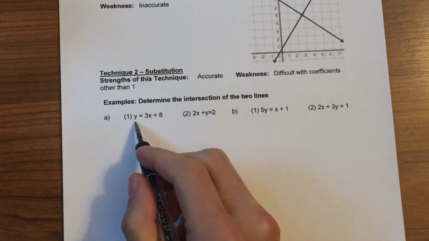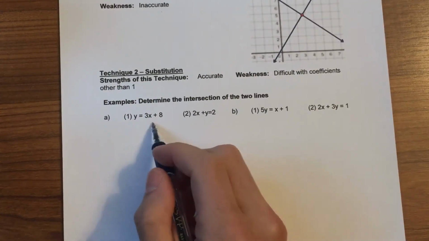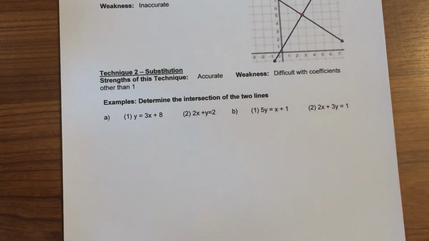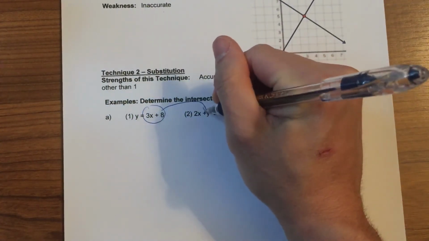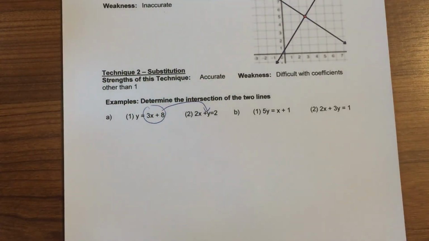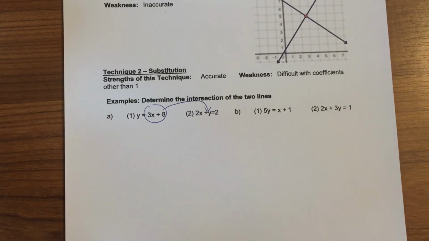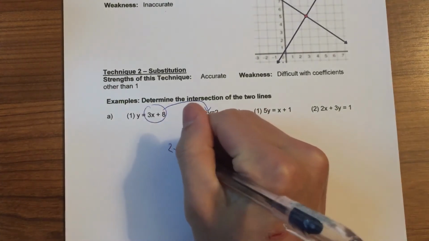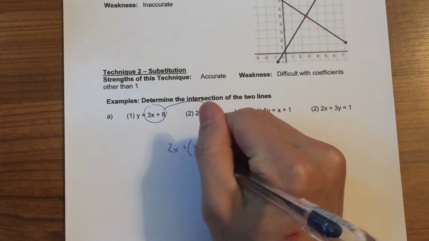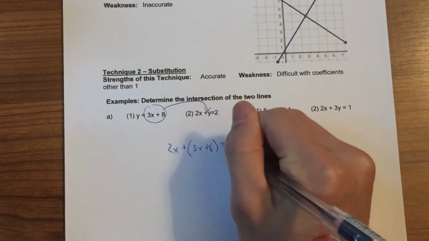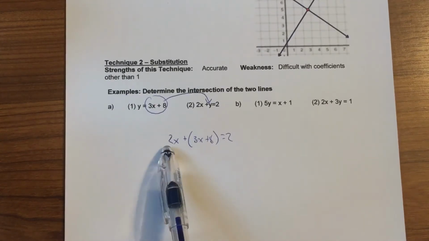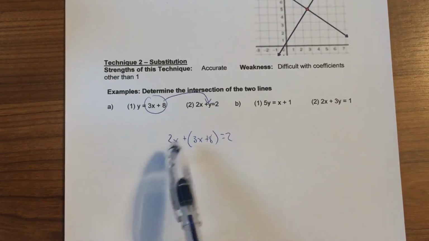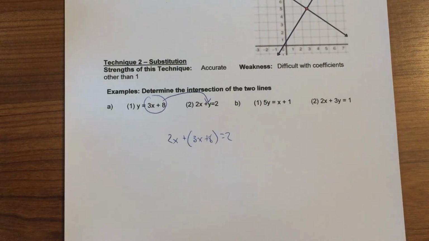So I notice over here, this first equation is y equals. y is equal to something. If you know something is equal to something, you can substitute that amount for that variable, right? If y is equal to 3x plus 8, then that second equation can be rewritten with 3x plus 8 in the place of y. We do this because now I have only one variable in my equation, just x's, so we can solve the equation.